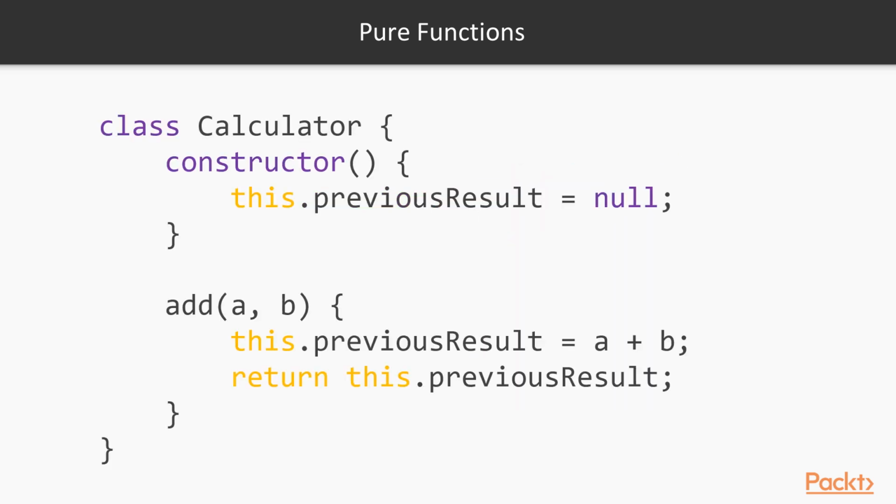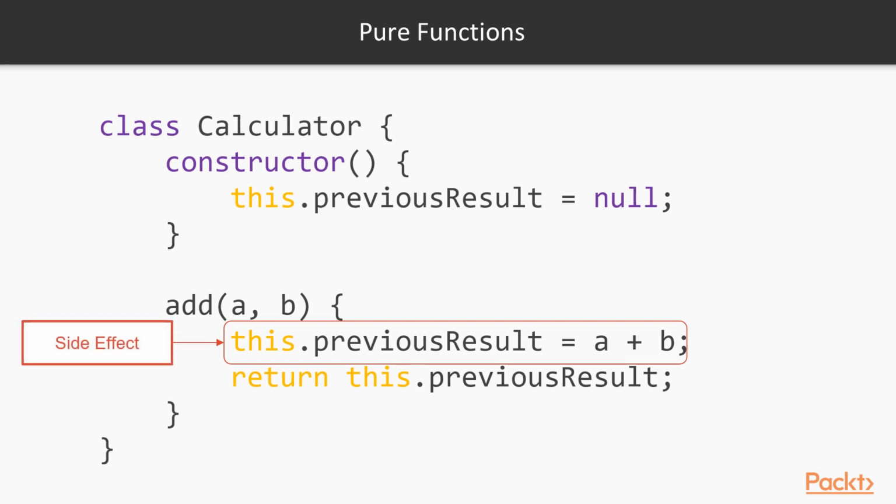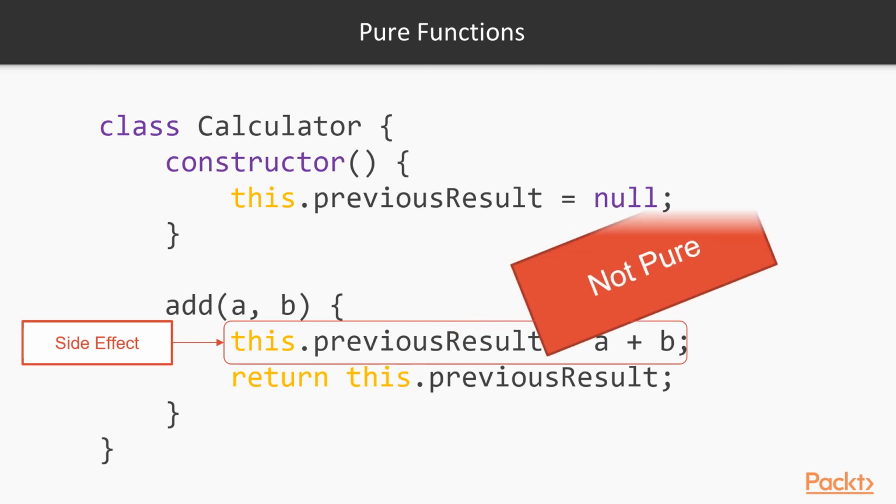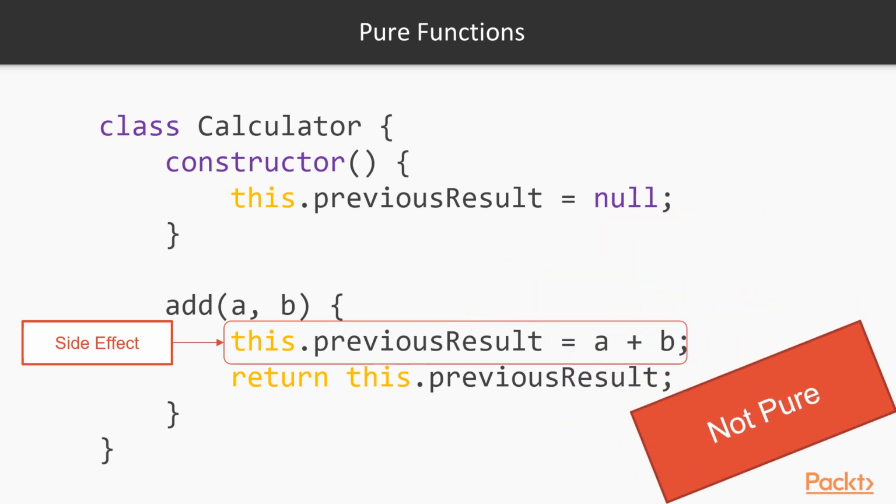Now take a look at this function. This function mutates the internal class state by storing the result of the addition to a variable potentially used by some other method in the class. This is a side effect, and therefore the function is not pure.